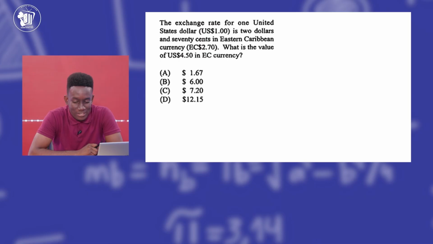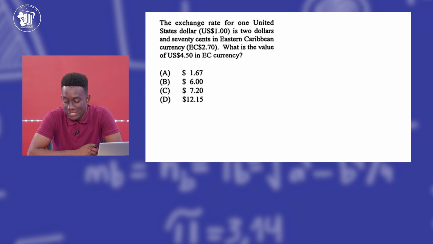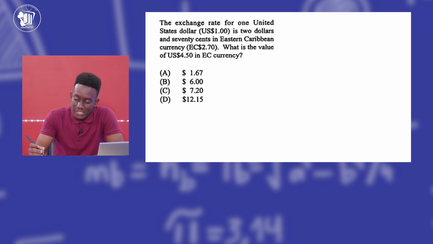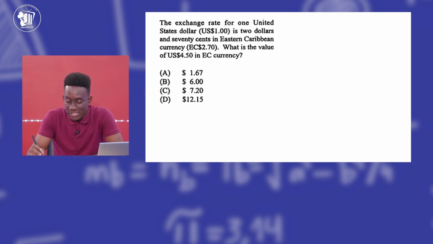This one says, the exchange rate for one United States dollar, US $1, is $2.70 in Eastern Caribbean currency, EC $2.70. What is the value of US $4.50 in EC currency? So in this case, we want to convert US dollars to EC dollars. The first thing we see is EC has less value as compared to US. So when converting from US to EC, we should get a higher number in terms of the currency.